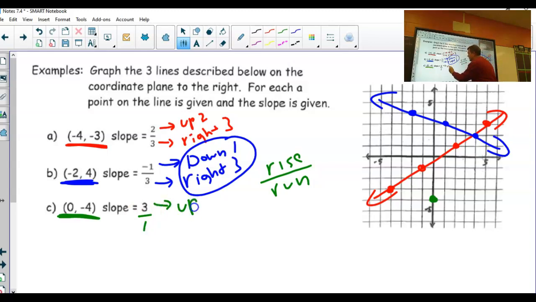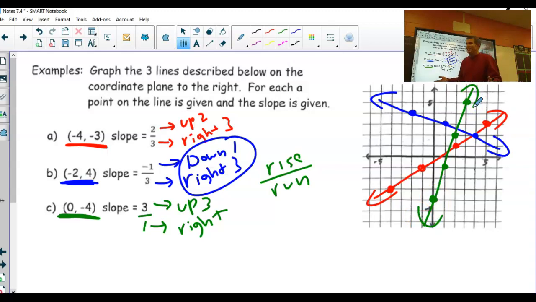This is telling me to go up 3 and go right 1. So I start at my point and I go up 3, right 1. Up 3, right 1. Up 3, right 1. And I have graphed that line. I hope you think that's fairly easy.